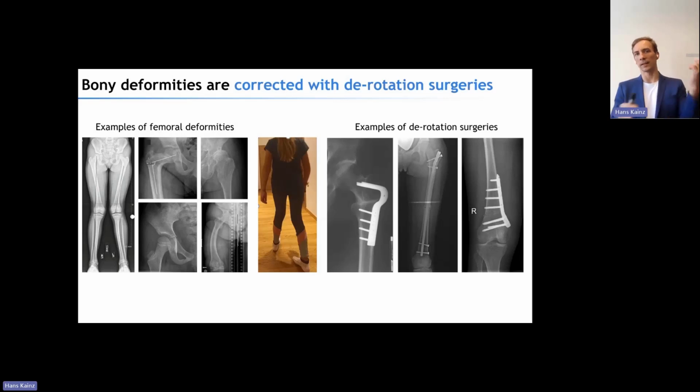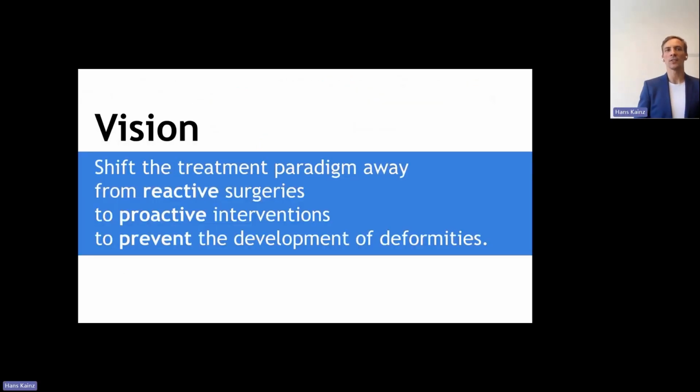Surgeries, where the medical doctor cuts the bone, reorientates the bone, and screws it back together, are used to address these deformities. It is, however, not known if the surgery normalizes the loading situation which led to the deformities and therefore prevents reoccurrence. My long-term vision is to shift the treatment paradigm away from these reactive surgeries to proactive interventions to prevent the development of these deformities.